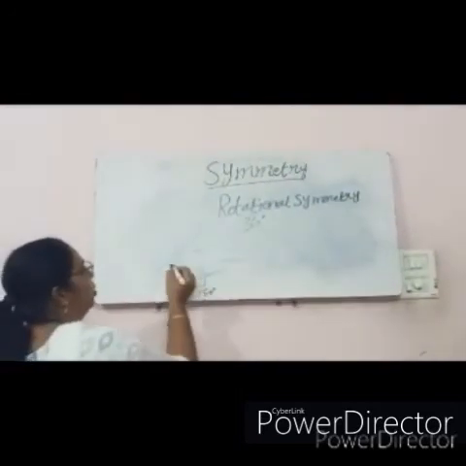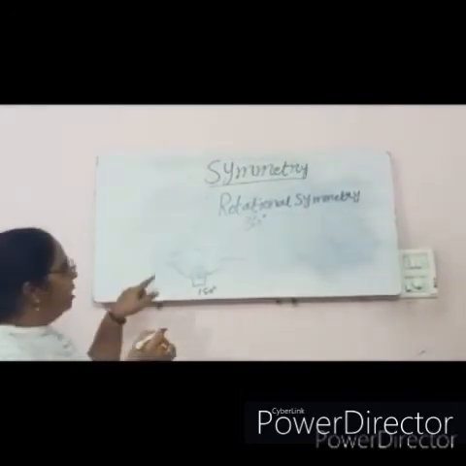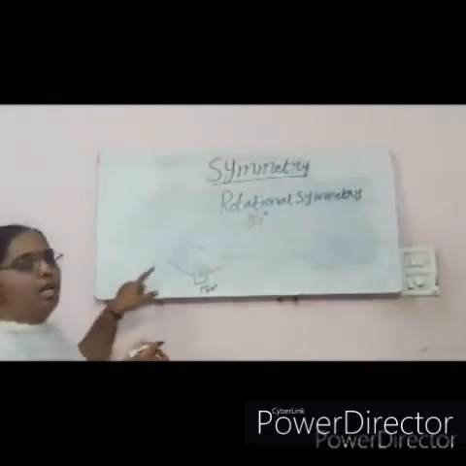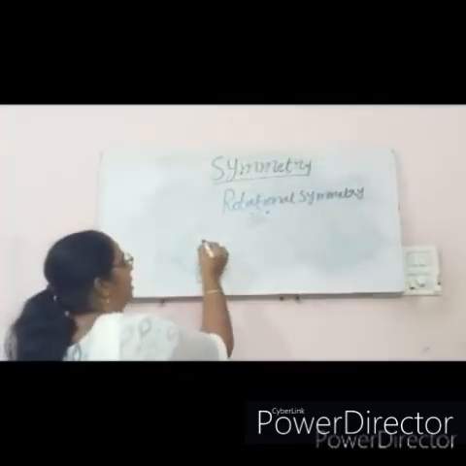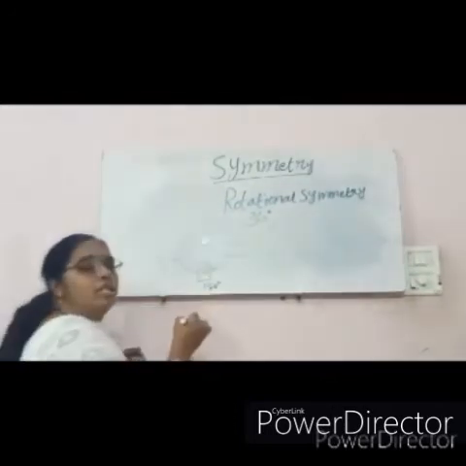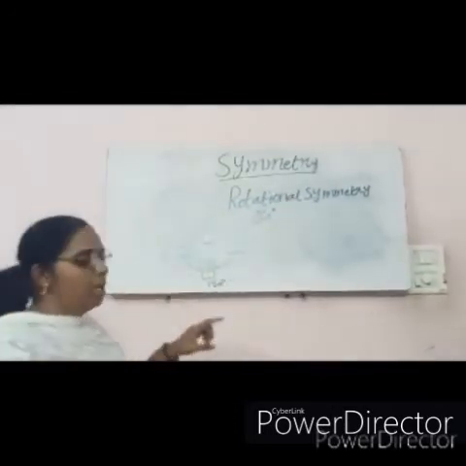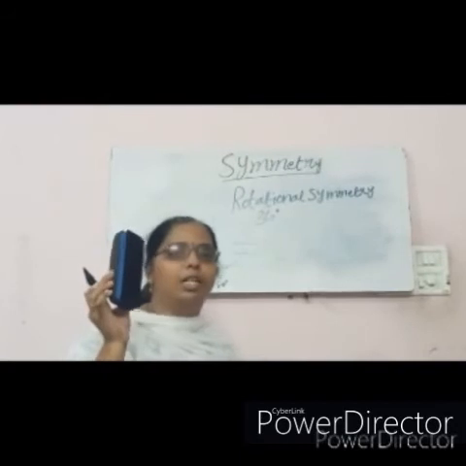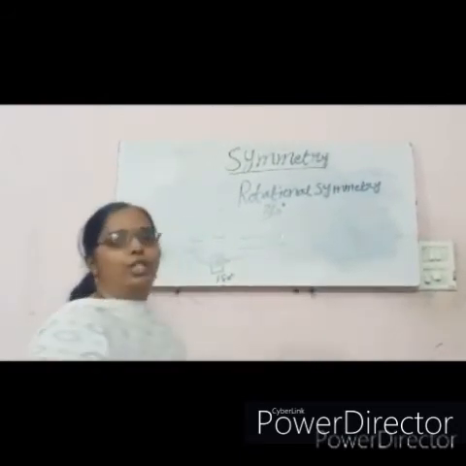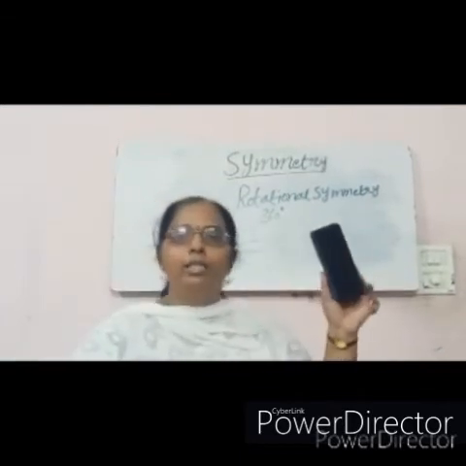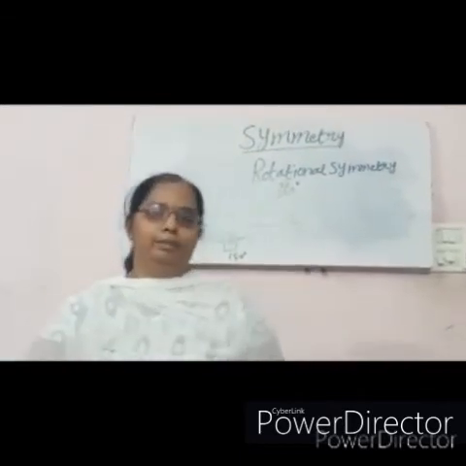Now when I go to 270 degrees, your position is not identical. Now again when I come to 360 degrees, your position is identical. So here it is the second time. So what is the rotational symmetry of this particular figure? It is 2. The order of rotation is 2 for this particular figure.